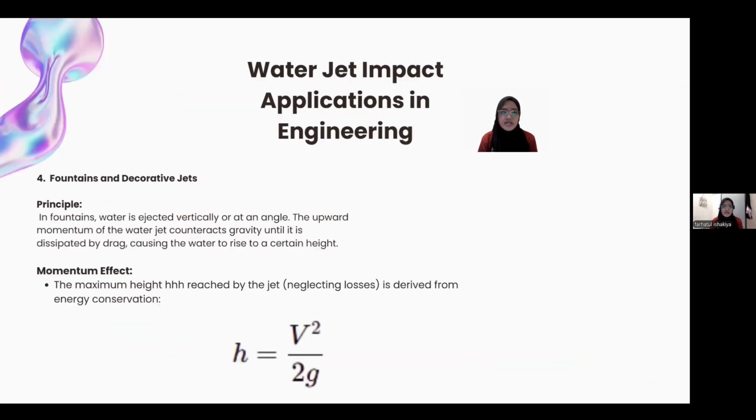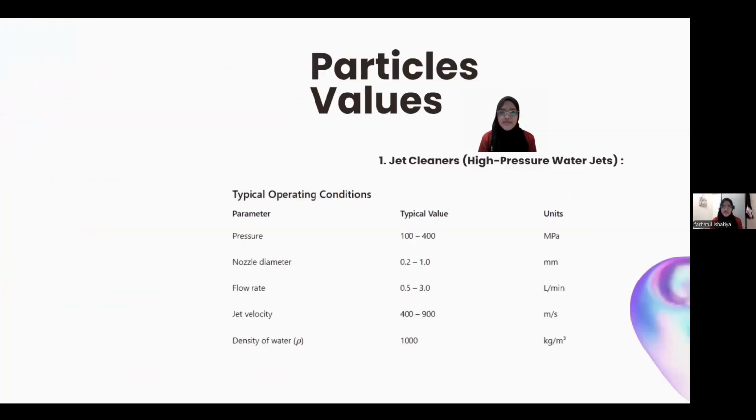Next, we have fountains and decorative jets. The principle in fountains: water is ejected vertically or at an angle. The upward momentum of the water jet counteracts gravity until it is dissipated by drag, causing the water to rise to a certain height. Momentum effect: the maximum height reached by the jet, neglecting drag, is derived from energy conservation. The equation, as we can see, is H equal to V squared over 2g.